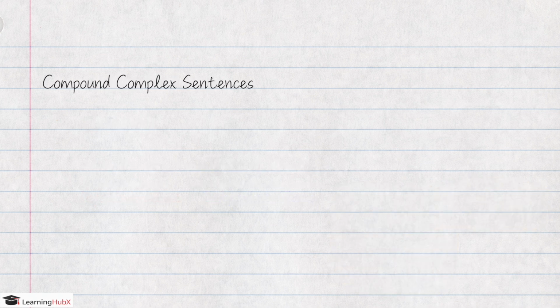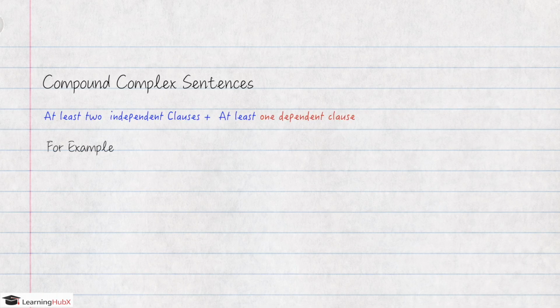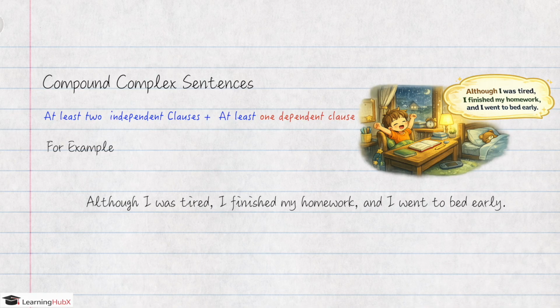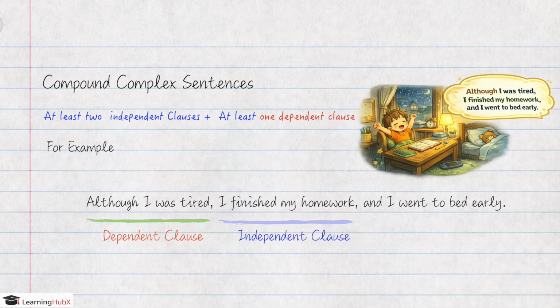A compound-complex sentence is the most advanced sentence type. A compound-complex sentence has at least 2 independent clauses and at least 1 dependent clause. For example, although I was tired, I finished my homework and I went to bed early. Although I was tired is the dependent clause. I finished my homework is an independent clause. I went to bed early is another independent clause. This sentence combines compound and complex structures.